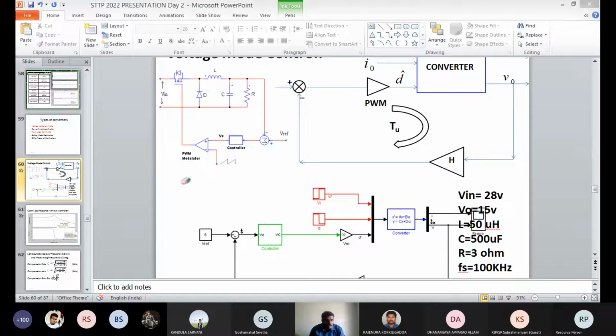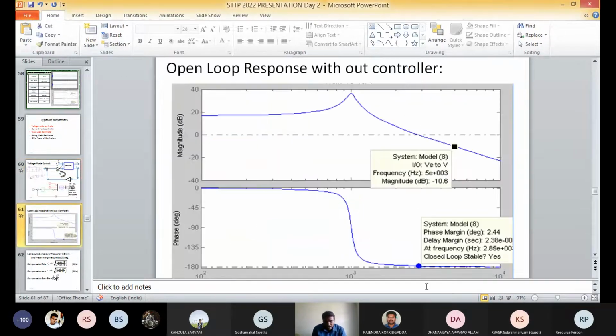So what is the correct method you need to do? Some other approach is there. Here they are concentrating only on the time response. The other is the frequency response method. So in the frequency response method, what do they do? They observe the open loop response without any controller. They are observing the response like this.